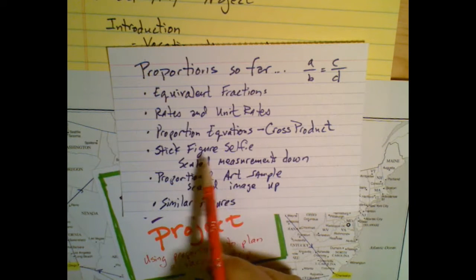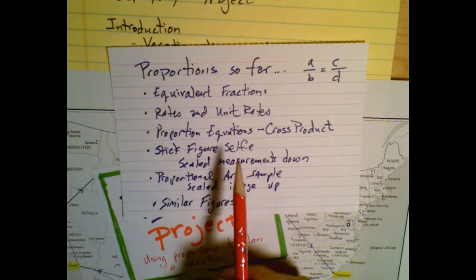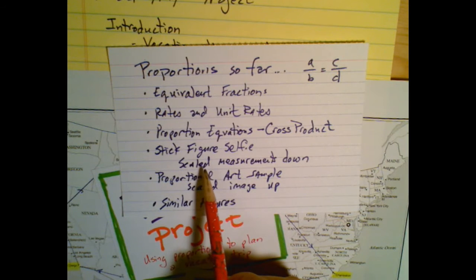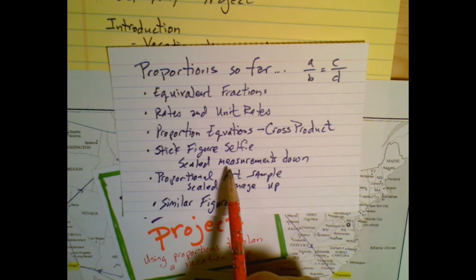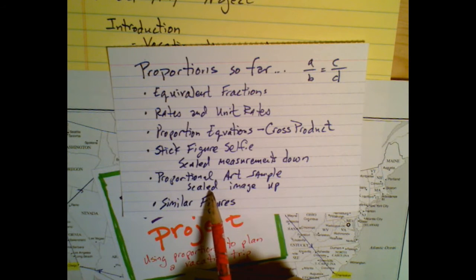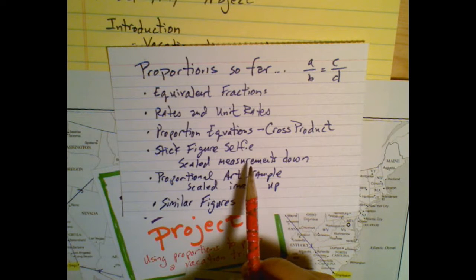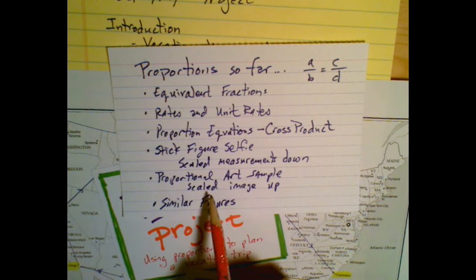There was the stick figure selfie two-day project where you had to eventually measure yourself and then scale down the measurements so that it could fit on the paper and the little box you can draw. You were given an image from a piece of art and asked to scale it up. So with this stick figure selfie, you had to scale down, and we used proportions for that to make things fit. In the proportional art sample, you took an image and you actually increased it, both length and width by 2.